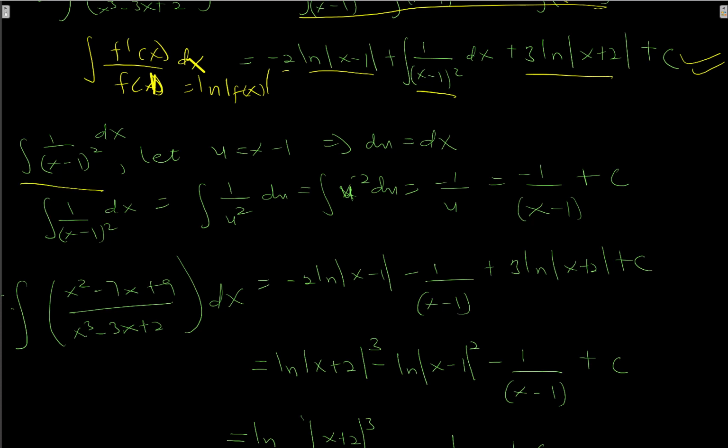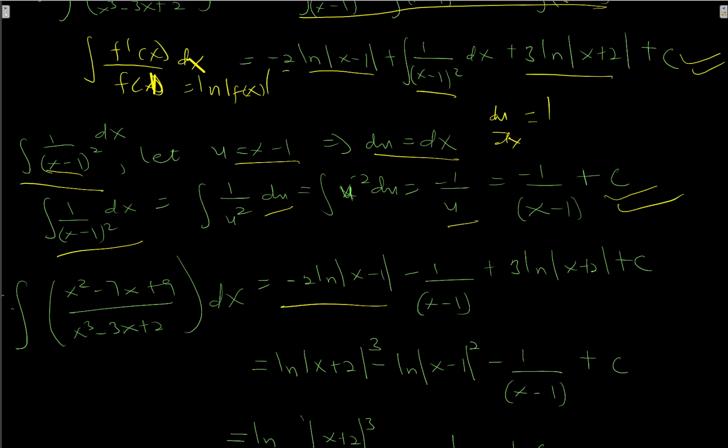Okay, so we let our denominator, x minus 1, be u. This implies that du/dx, the derivative of u with respect to x, is just 1, and we can rewrite this as what? du equals dx. So therefore our integral becomes the integral of 1 over u squared du, and this gives us what? Negative 1 over u, but we know our u to be x minus 1, so we can substitute and obtain this. And therefore our final result is given by negative 2 ln of x minus 1, minus 1 over x minus 1, plus 3 ln of x plus 2, plus c.